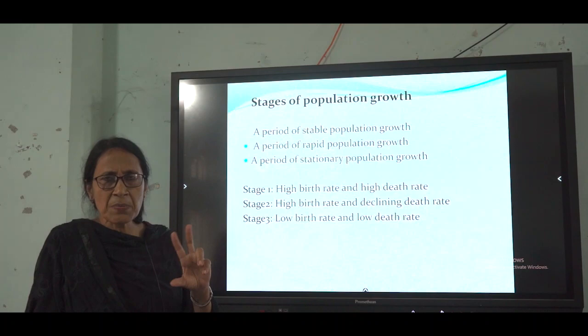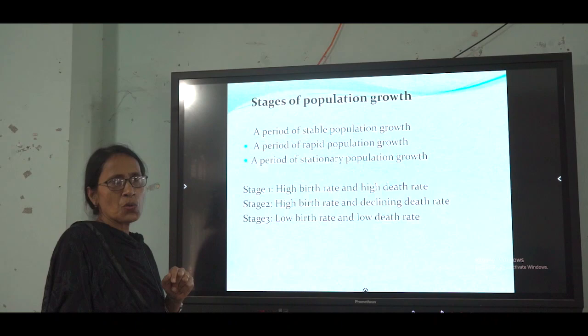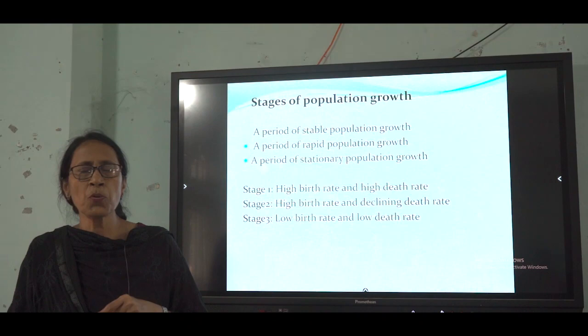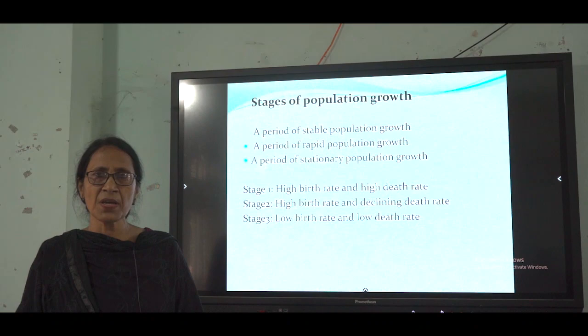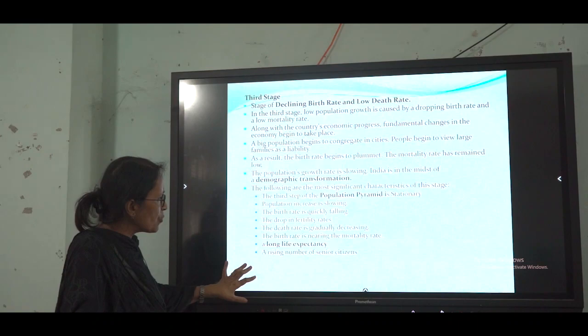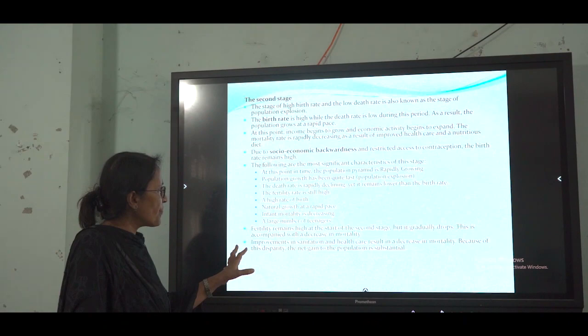A period of stable population growth is where both the birth rate and death rate are high. We may sometimes call this a stable population, and it is found in the primitive stage where the economy was very poor, where agricultural practices were at a subsistence level, and where the birth rate of population is equivalent to that of the death rate. People's life is not secure. So fertility is a matter of the societal needs.